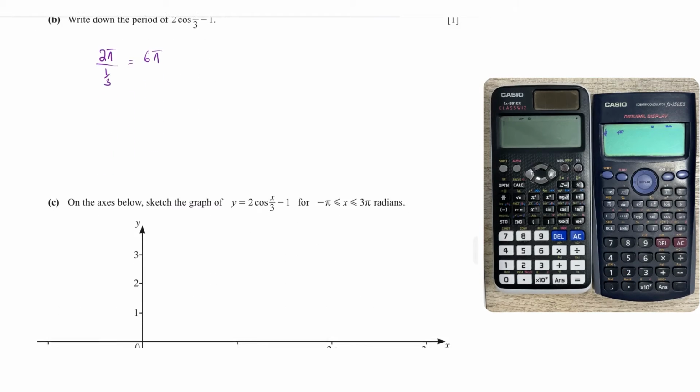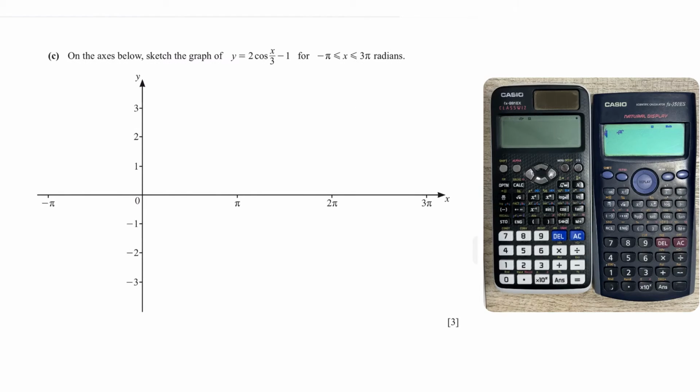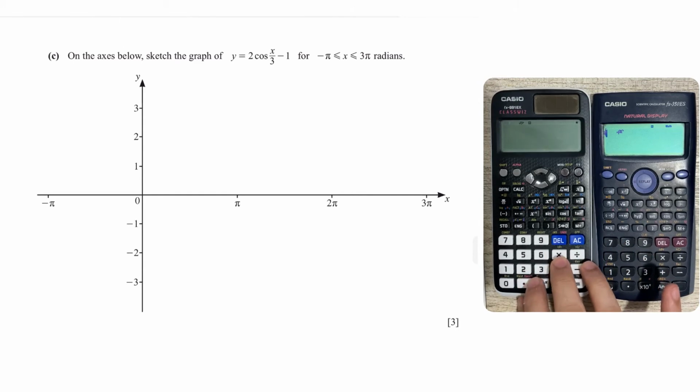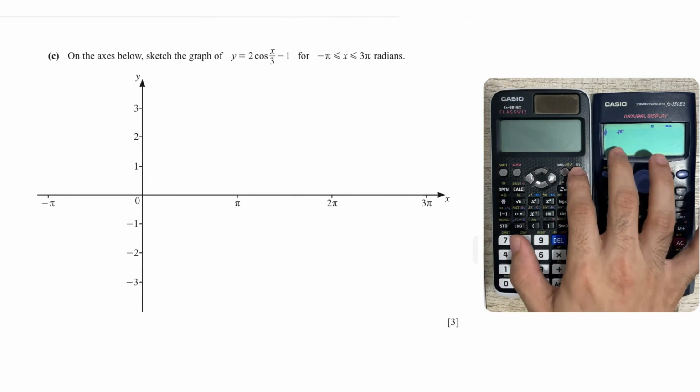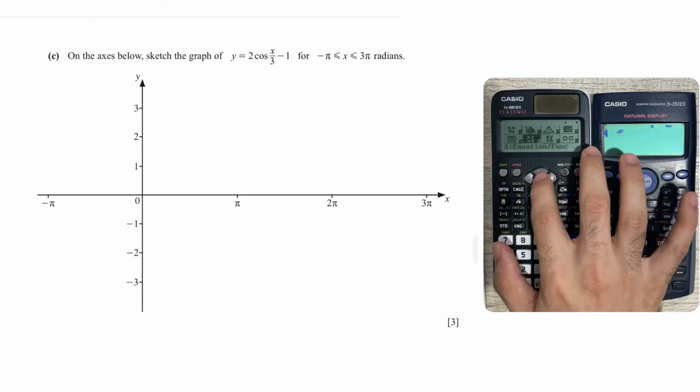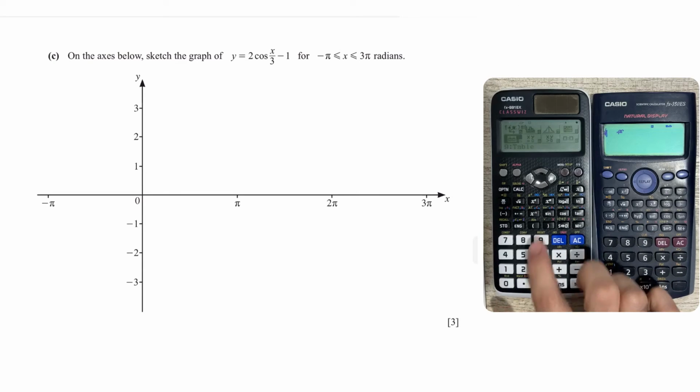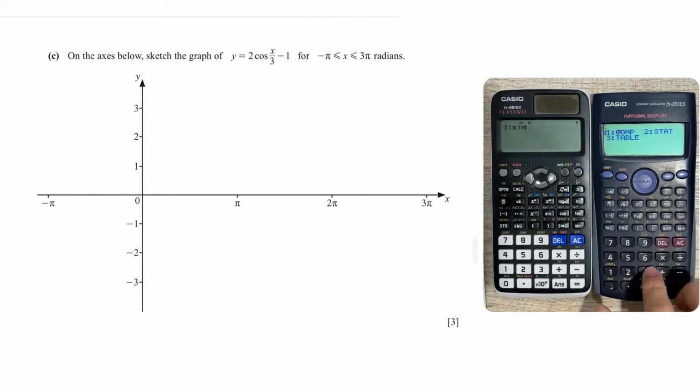Now over here it says on the axis below, sketch the graph of y equals 2 cos x upon 3 minus 1 for minus pi to 3 pi radians. Again, you can use any of these calculators. One slight drawback with radian is you can't actually see the x value in terms of pi. Your calculator just converts it into decimal and gives it to you like that. That's a little drawback, but nothing to be worried of. So you go to where you see table.